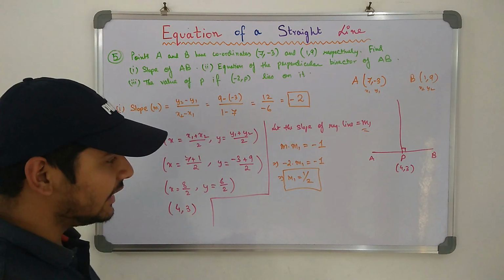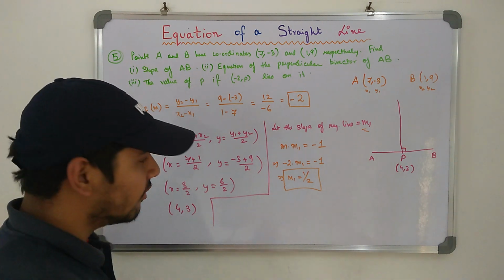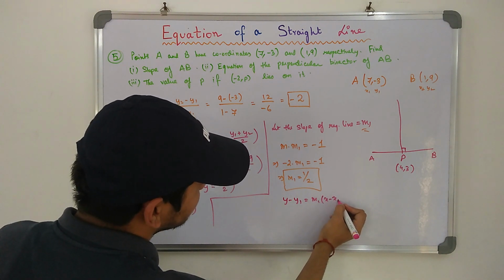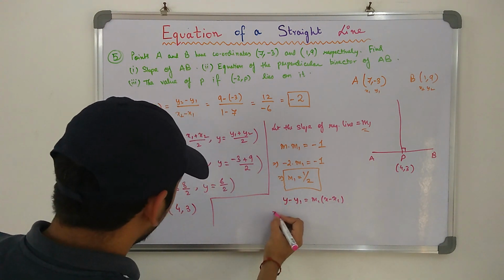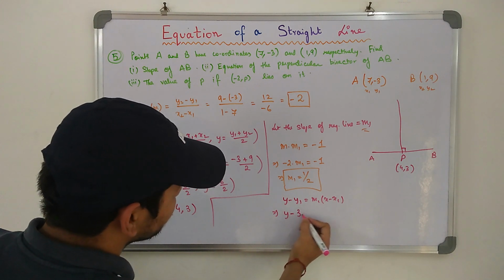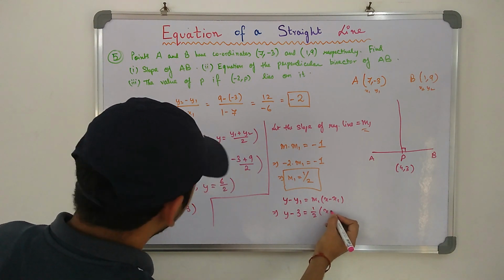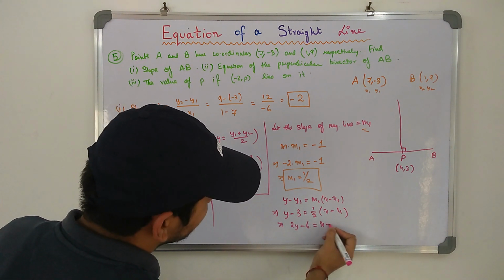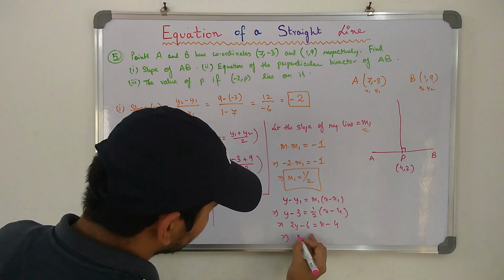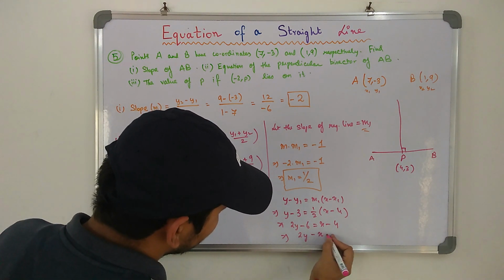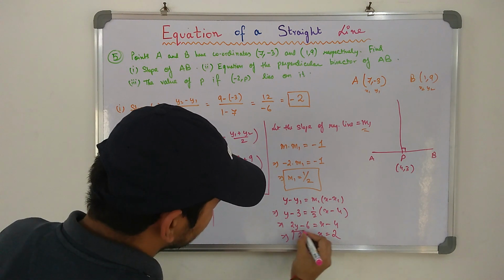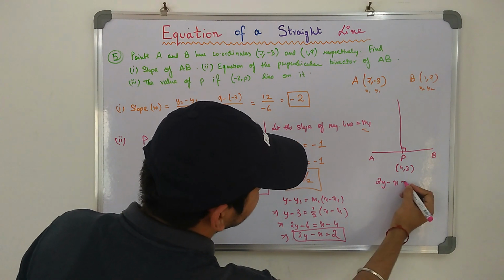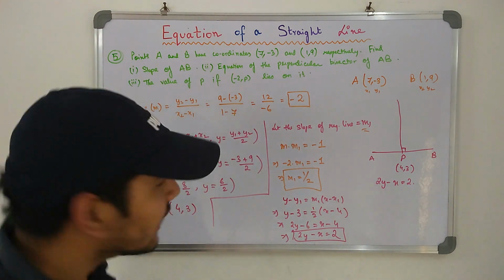We can simply find the equation using the one point form, which is y minus y1 is equal to m into (x minus x1). Over here m1 will be this. So we have y minus 3 is equal to 1 by 2 into (x minus 4). Cross multiplying we get 2y minus 6 is equal to x minus 4. Therefore we get 2y minus x is equal to 2. This is the equation of the perpendicular bisector. Let me write it over here: 2y minus x equal to 2. I'll rub all this out now.